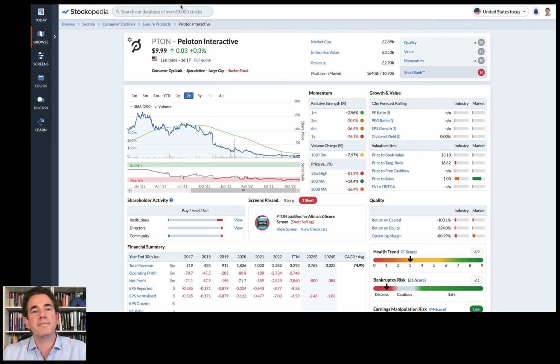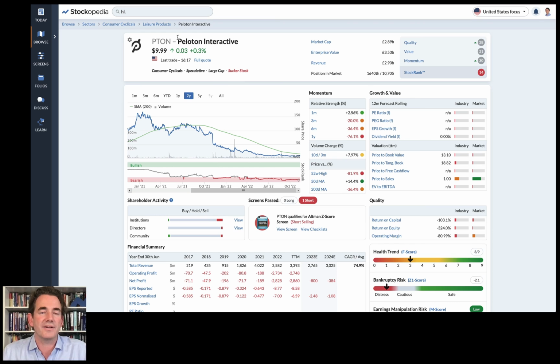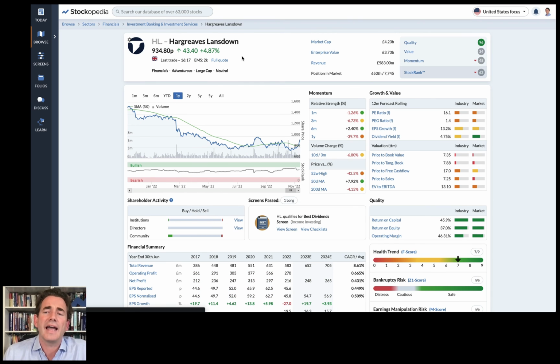So that's one. If I wanted to look at a UK stock from more of a dividend perspective, I'm going to pull up Hargreaves Lansdown, who I know well. Once again, let's look at the ranks. Well, it's a 62 rank. It's not terrible. It's not wonderful.